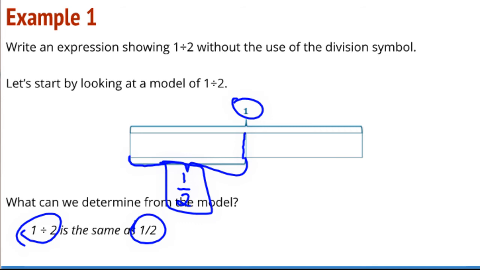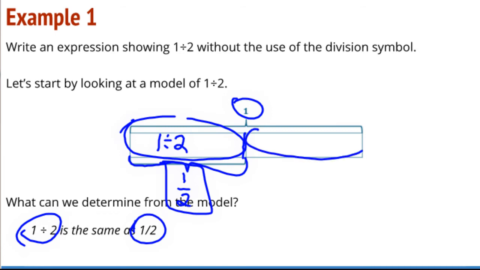To find this part of the diagram, we did 1 divided by 2. And this part is the same as 1 divided by 2, which gives us 1/2.